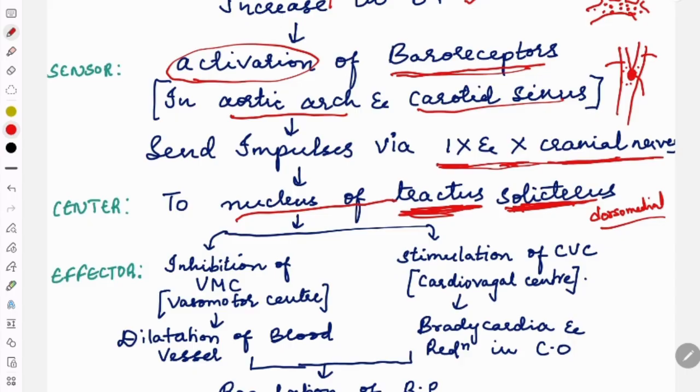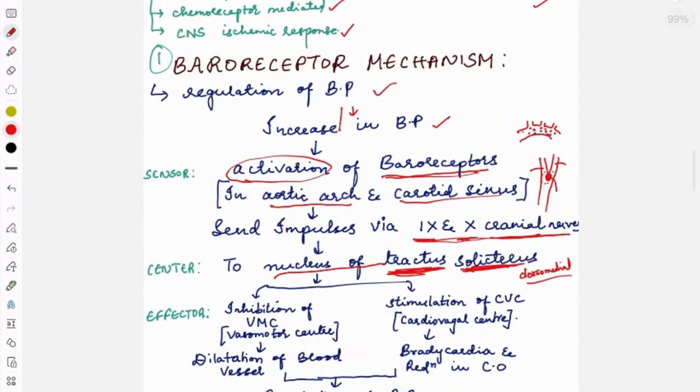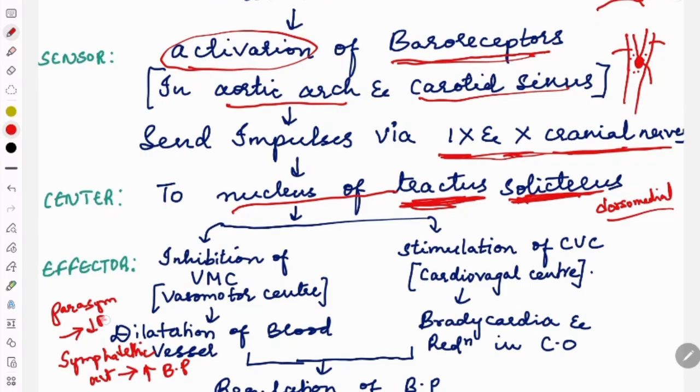Now, once the nucleus receives this sensory information, what does it do? That is what we need to understand. Before that, we need to remember one point: sympathetic activity increases BP. Vice versa, parasympathetic activity decreases BP. These two terms you need to remember in order to understand the further concept.